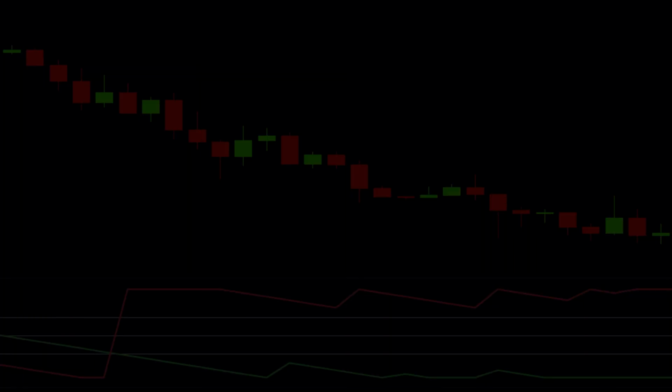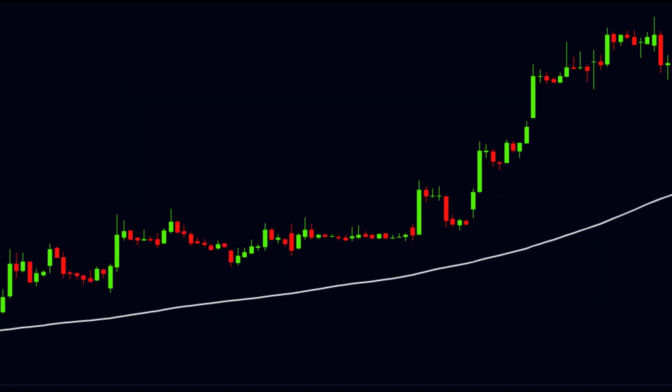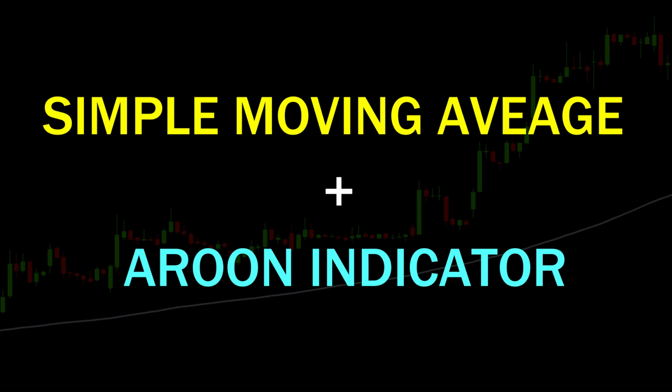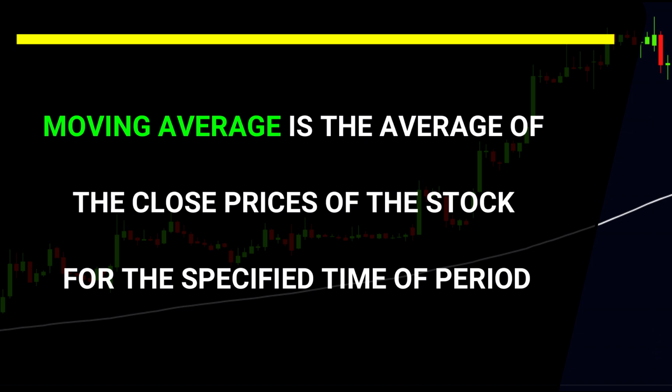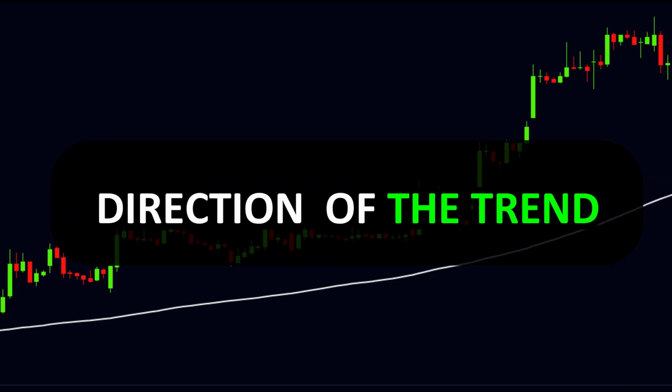Now let us see how we can trade with the help of Aroon indicator. Here, we will take the simple moving average in combination with the Aroon indicator. Moving average is the average of the close prices of the stock for the specified time of period. Moving average helps us to identify the direction of the trend.